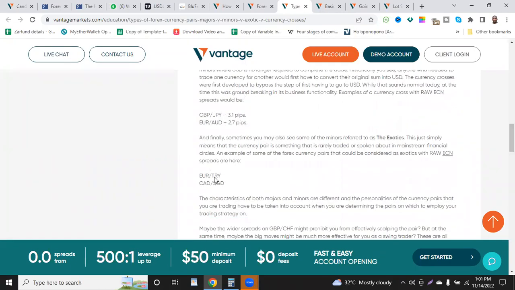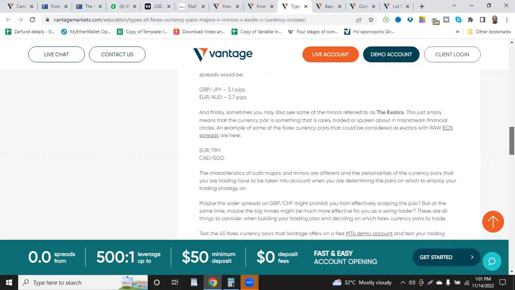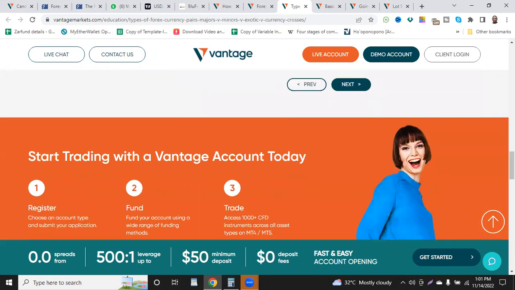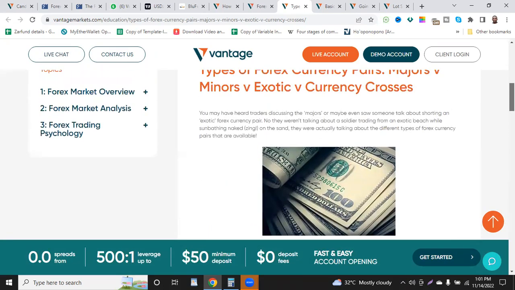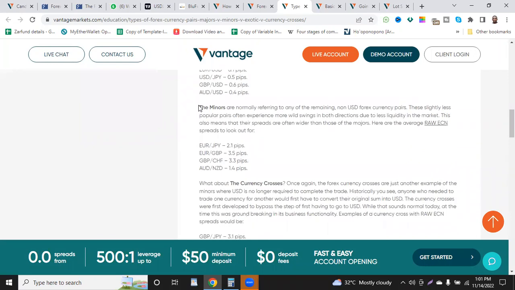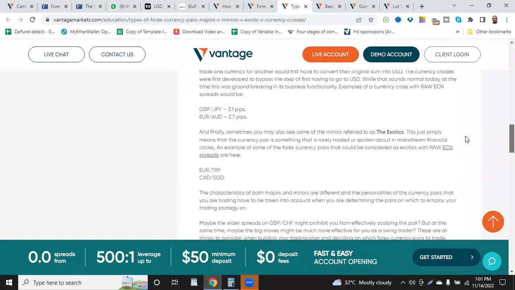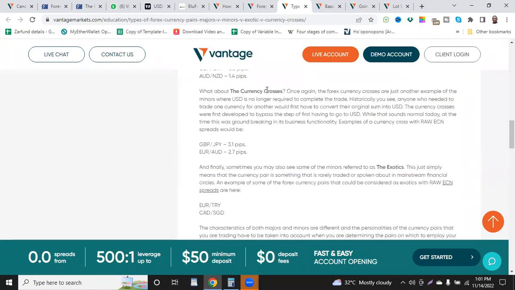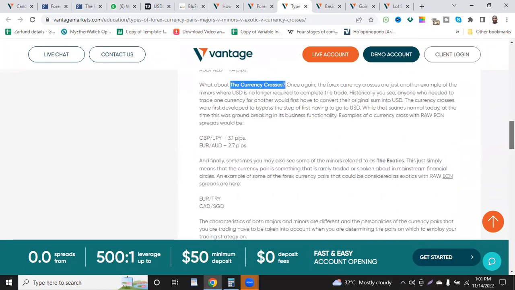So every other pair that does not have USD in it is basically what you call crosses. Then you have the ones we call exotics. So you have the major pairs, the major currencies, the major currency pairs. Then you have the minor currency pairs. Then you have the crosses, the currency crosses. You call them crosses, or currency crosses. Then you have the exotics.